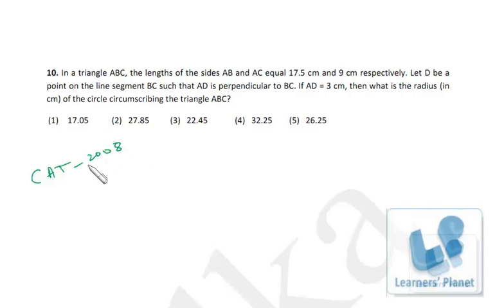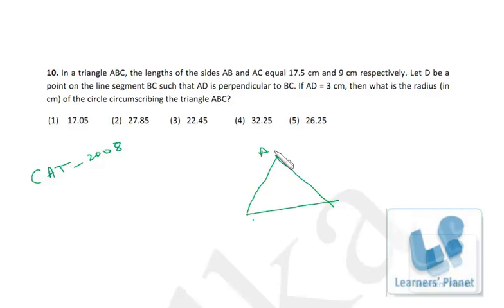Now, this problem is from CAT 2008 based on geometry. In a triangle ABC, the lengths of side AB and AC are equal to this and this. Let D be a point on the line segment BC such that AD is perpendicular to BC. If AD is equal to 3, then what is the radius of the circle circumscribing the triangle ABC? Precisely, we have to find out the circumradius, right?